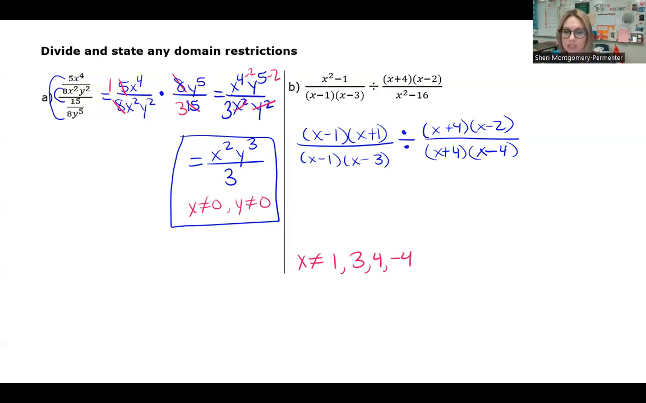I can't do anything until I keep change flip. I have to keep the first fraction the same. I have to change to multiply. So keep the first fraction the same. Change to multiply. Now I'm going to flip the second fraction.